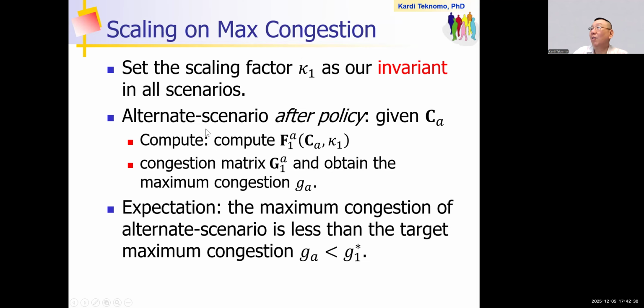So now you have the alternative scenario, which is after the policy. Let's call this CA. Because you already set kappa 1 as invariance, now you can get the new flow matrix. Let's call this F1A, and then from there you divide F1A by CA, Hadamard division, and you will get the congestion matrix G1A. From this matrix you find the maximum congestion, the small letter here. Remember, congestion redistribution means GA here must be less than G1.